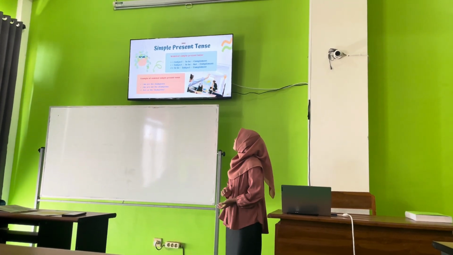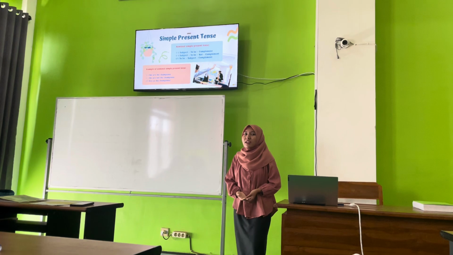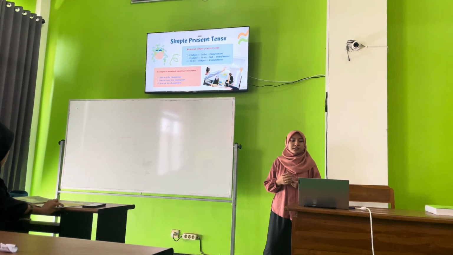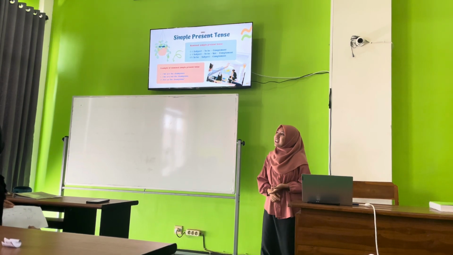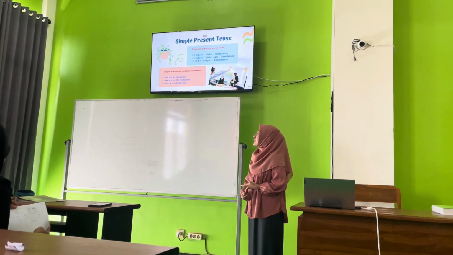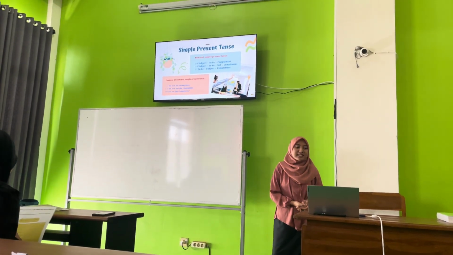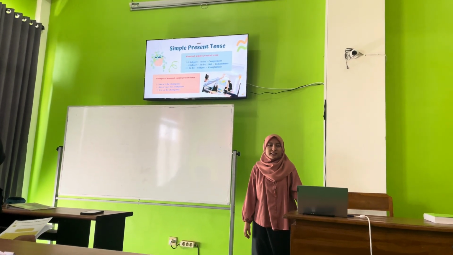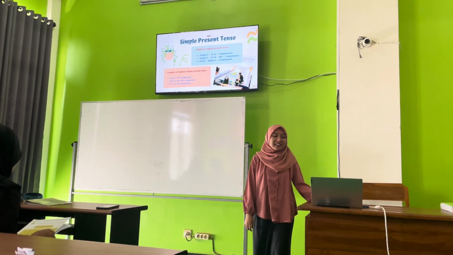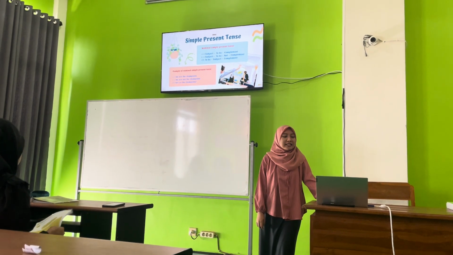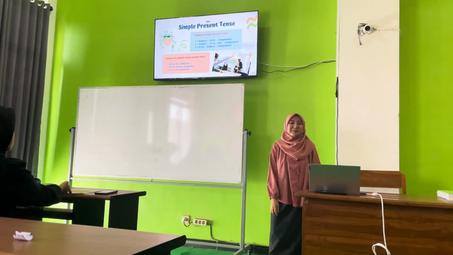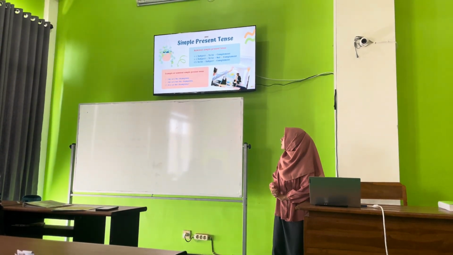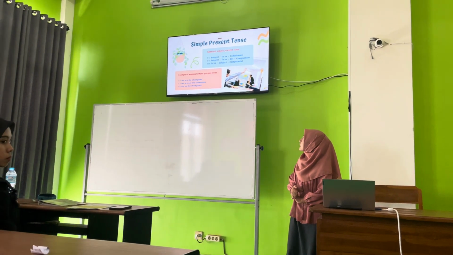The next is nominal simple present tense. The formula for the positive sentence is subject, and then to be, and then complement. For the negative sentence: subject, to be, not, and complement. In the interrogative sentence, use to be, and then subject, and then complement. So you can see the example of nominal simple present tense.